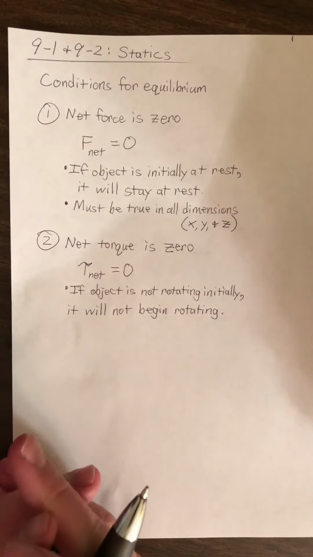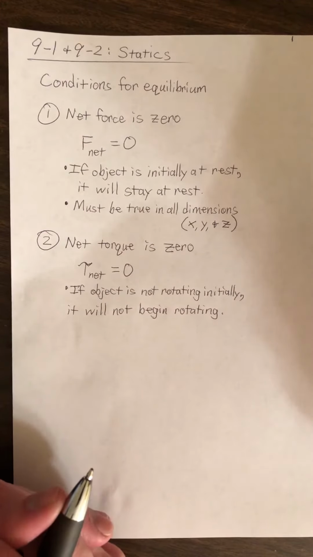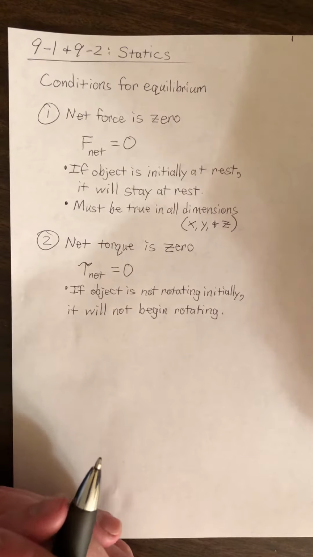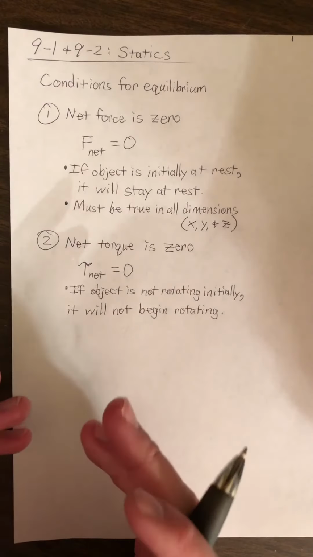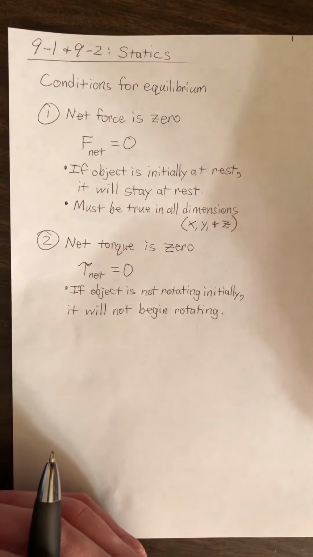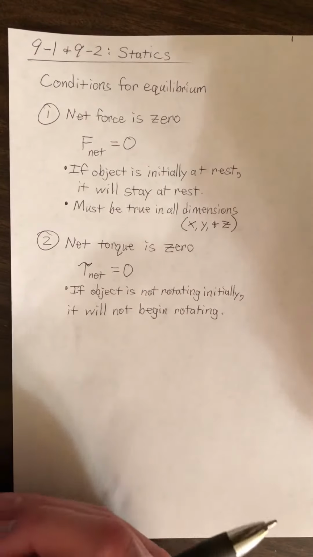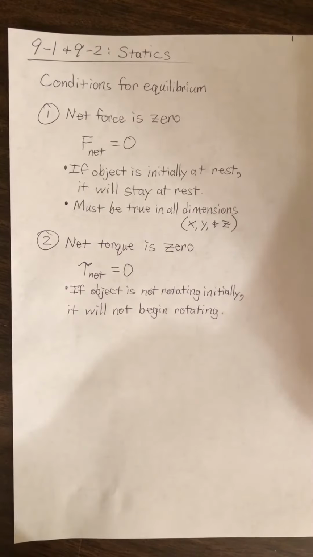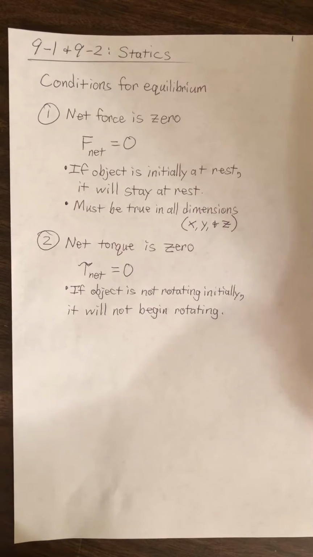Now, the reason both these have those statements about initially being at rest or initially not rotating is that when you build a structure, especially an engineer, you set it up to not move. So you don't want it to move anywhere. It starts stationary. You want it to continue to remain stationary. And so we have those conditions that need to be met, with the follow-up idea that you start it at rest. Otherwise, it is possible to have something with a net force of 0 and still be moving at a constant rate because there'd be no acceleration.